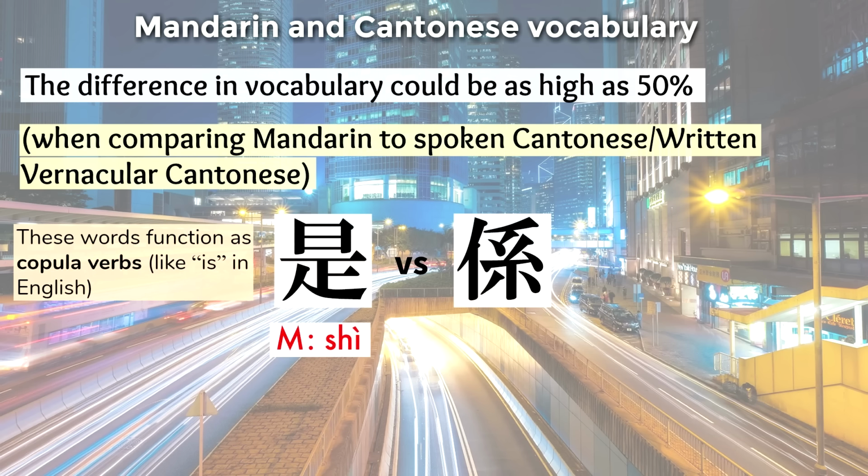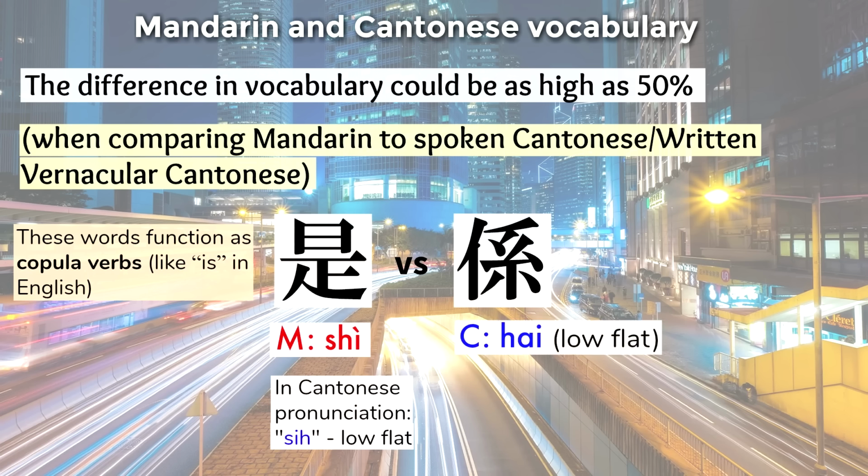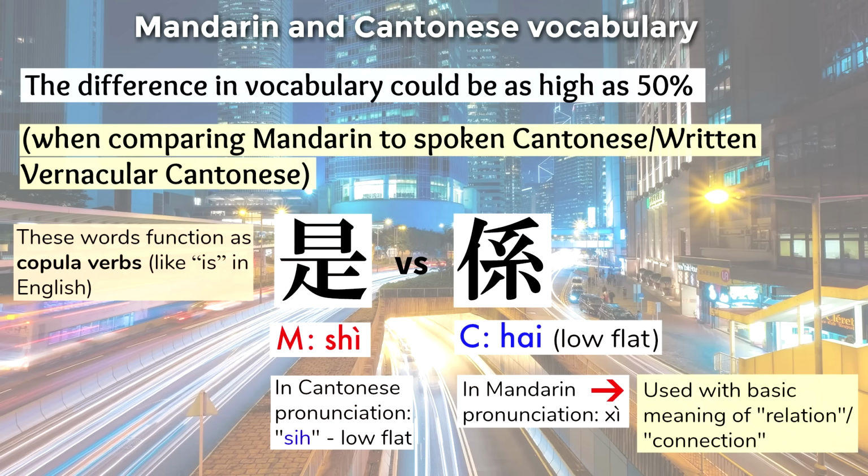是 is used in Mandarin. When read in Cantonese, it's pronounced 是 but the typical Cantonese word is 係. This character is also used in Mandarin and is pronounced 是 but it's used with the basic meaning of relation or connection.